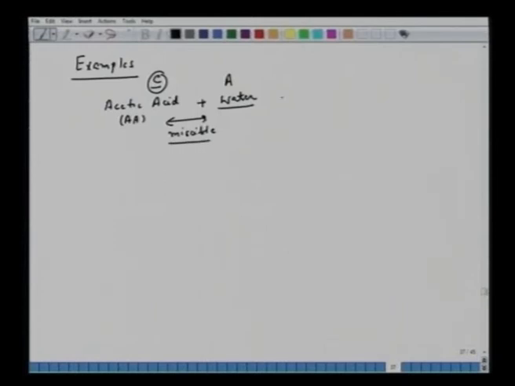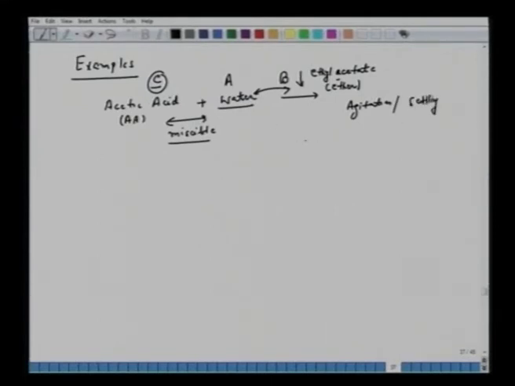We add ethyl acetate, also known as ether. So we add B. Ethyl acetate is insoluble or partially miscible in water. Okay, and so we mix the two. We have agitation, and allow for settling.